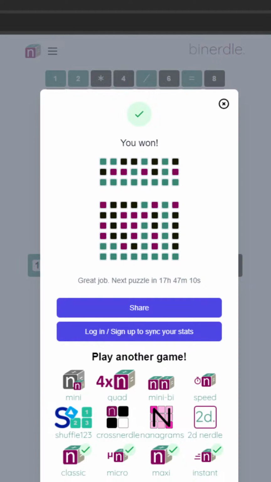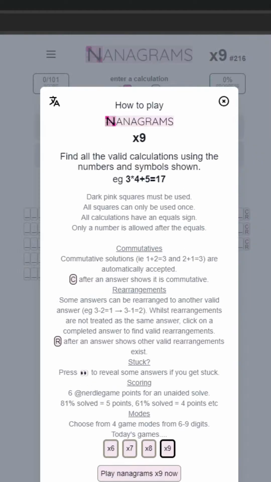Okay, well, thank you to the one person that voted. We are going to do Nanograms. Okay, find all the valid calculations using the numbers and symbols below. Dark pink squares must be used once. All squares can only be used once. All calculations have an equals sign. Only a number is allowed after the equals.